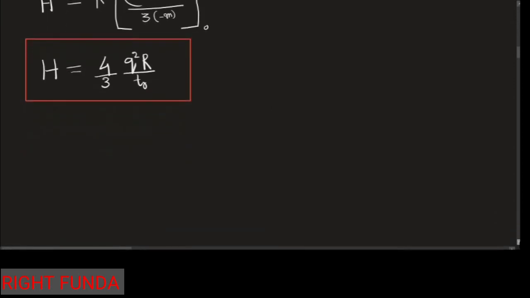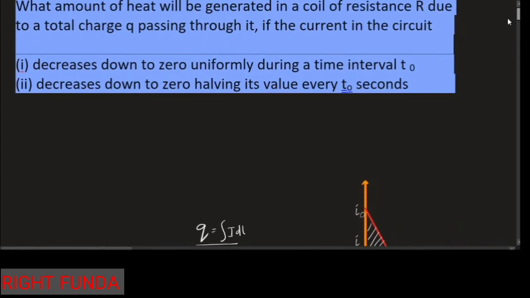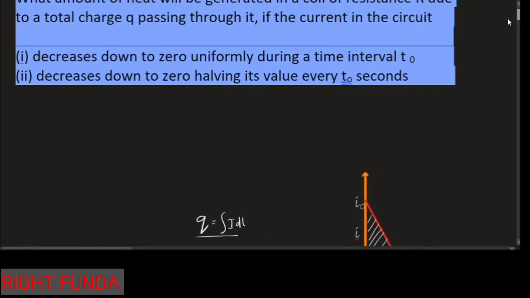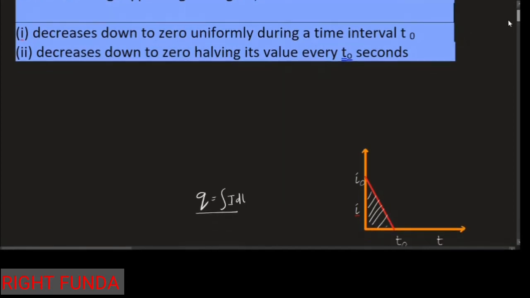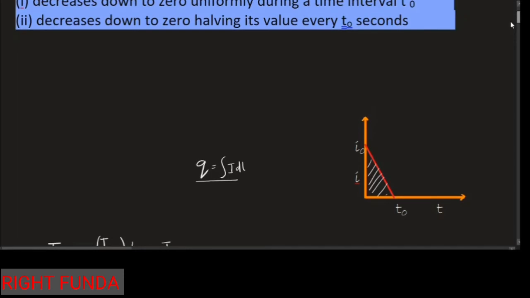Now we come to the second question. The second question is that the total charge passed equals Q, or Q naught, whatever you write. The current in the circuit decreases down to 0, halving its value every t naught seconds. It is not linearly decreasing; every time it is becoming half. How it is becoming half is not given.